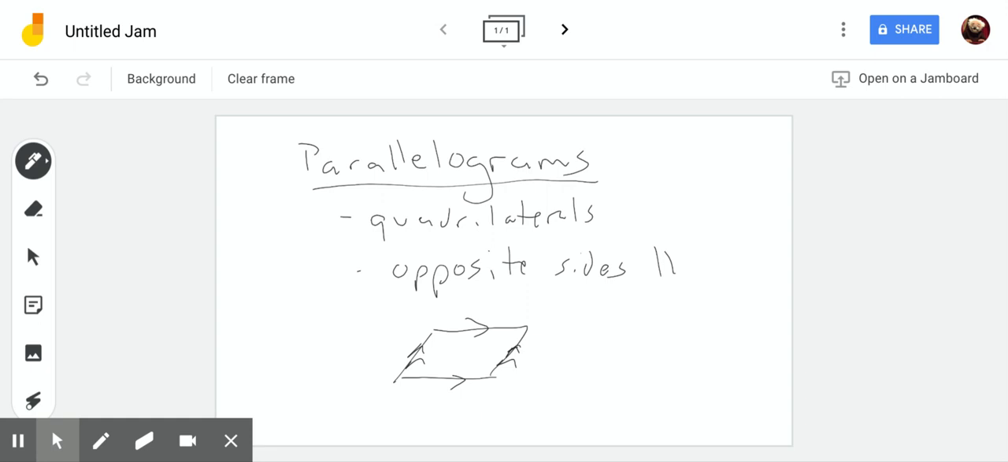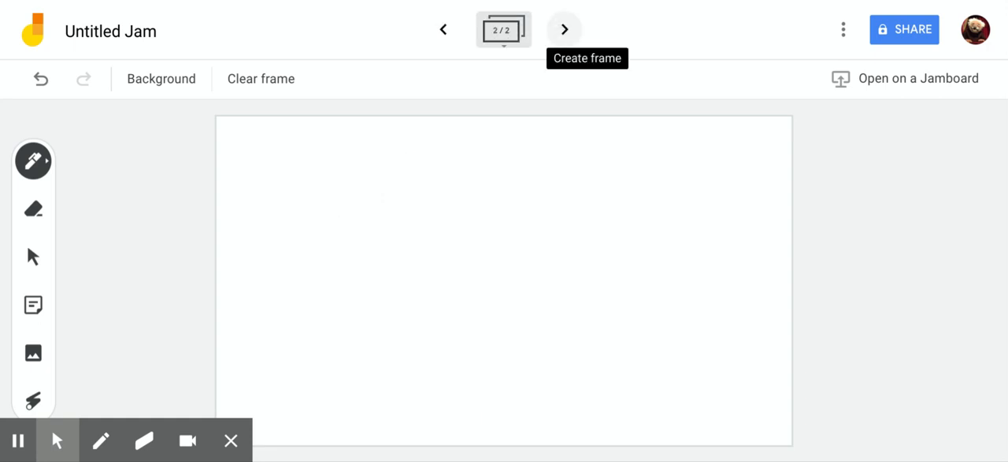Okay, so now there are some theorems that go along with parallelograms. We're not going to prove those today. We'll shorten this up a little. So a couple of the theorems are, the first one is called the parallel opposite sides theorem.